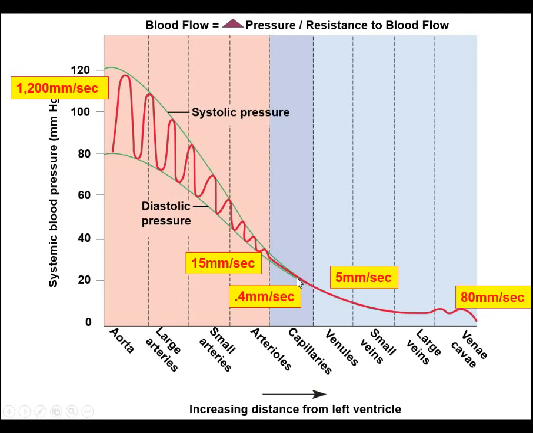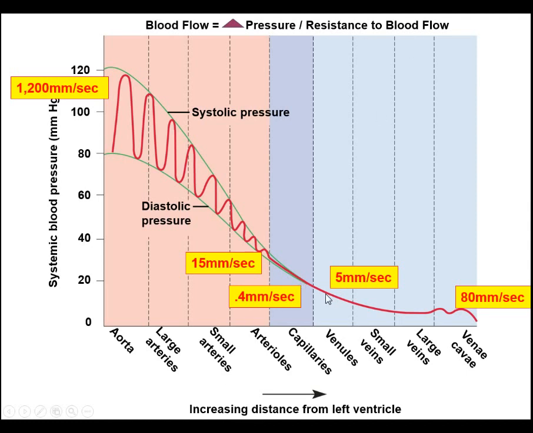Remember, the wall of a capillary is only one cell thick. So the blood pressure can't be what it is up here when we're near the heart. It's got to be much less, and indeed it is. We're down to about 20 millimeters of mercury by the time we're at the capillaries. All right, so blood pressure is decreasing, and blood flow decreases to 0.4 millimeters per second through the capillaries, compared to 1200 millimeters per second in the aorta. So significant difference. Fits beautifully with this equation.